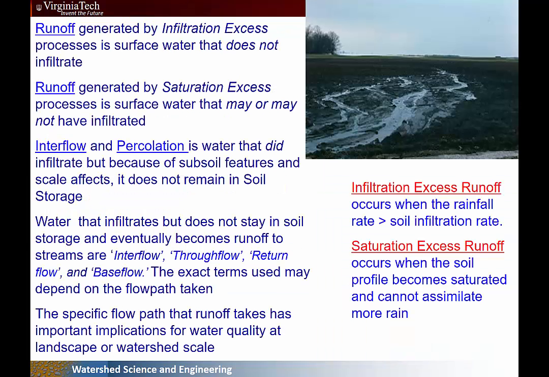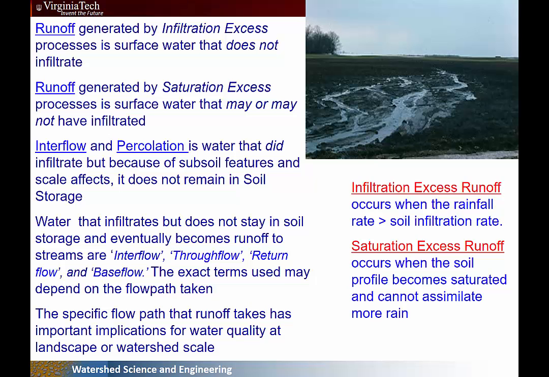And so, again, these are two different processes that are generating runoff. Really, there's infiltration excess runoff and there's saturation excess runoff. Runoff that is generated by infiltration excess processes is really surface water that has not infiltrated the soil profile, as the name implies, infiltration excess. So it occurs when the rainfall rate, the rate at which rainfall is falling, is greater than the soil infiltration. So you get a 2 inch per hour rainstorm, the soil can only infiltrate 1 inch per hour, you're getting 1 inch per hour of runoff.